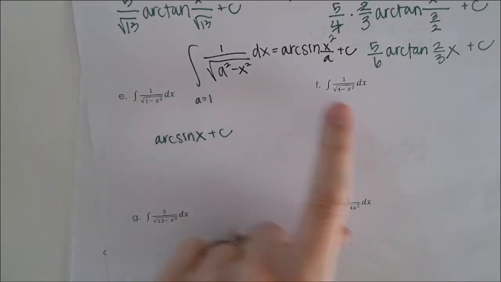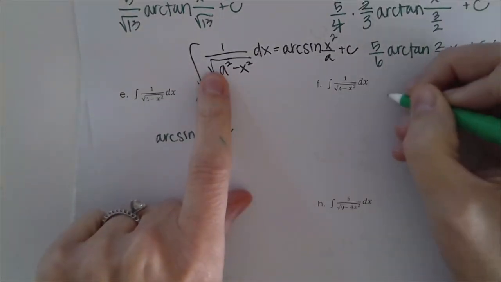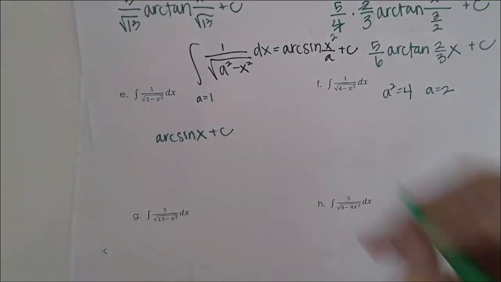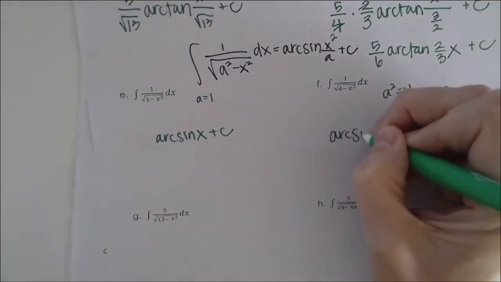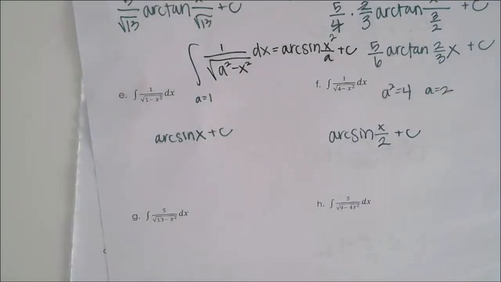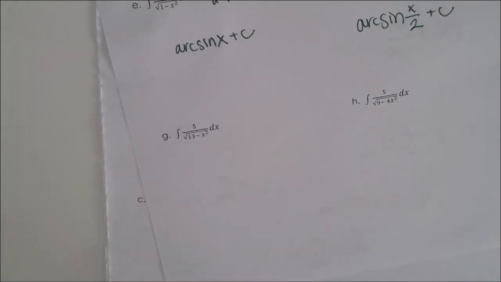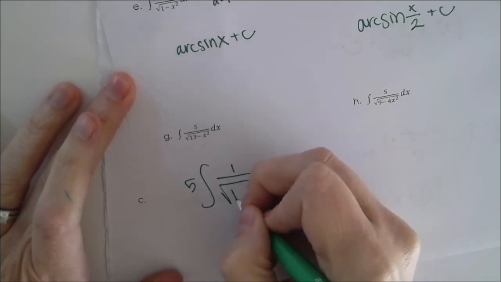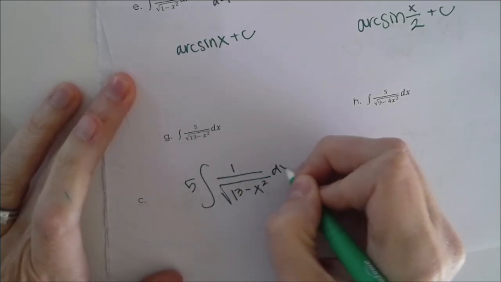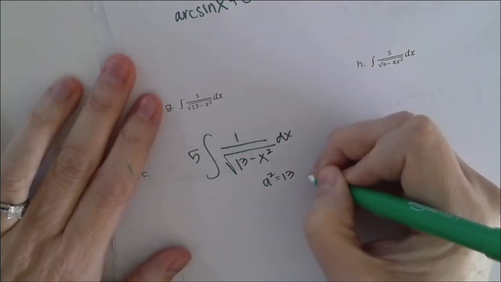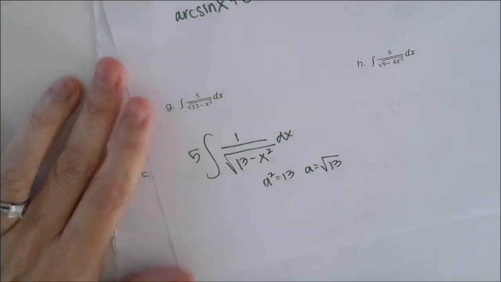Next one, also notice that it was an arcsine. This time my a squared is 4, so my a is 2. Just substitute it in. So arcsine x over our a value, which is 2, and then plus c. Easy. Next one's a lot like what we did a second ago. I'm going to factor out the 5, and that leaves me with the 1 over square root 13 minus x squared dx, which is nicer. Again, my a squared is 13, not super nice, so we've got square root of 13 as my a.